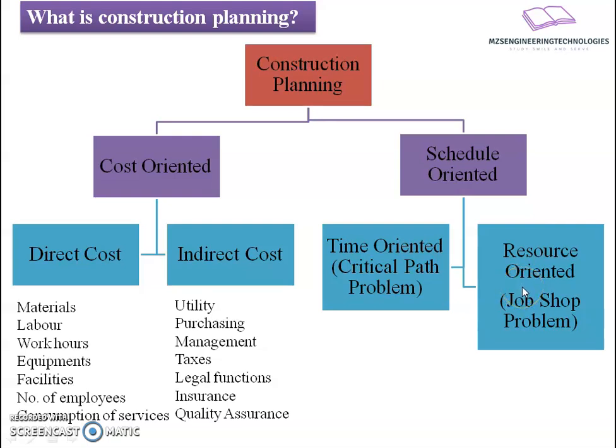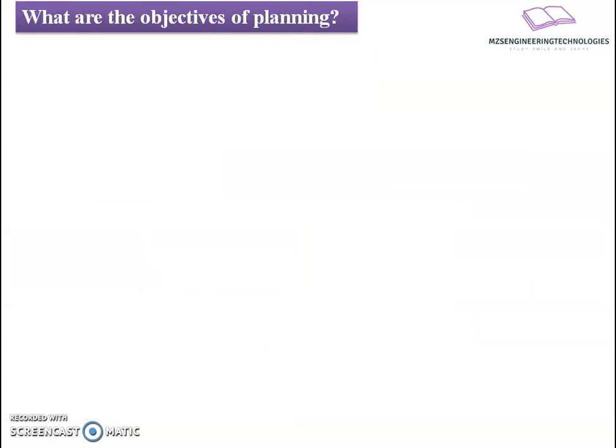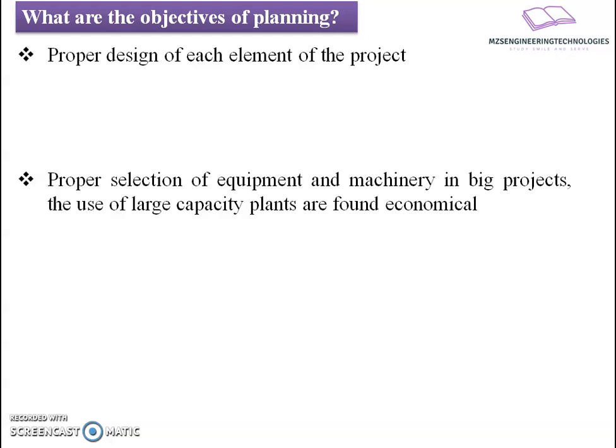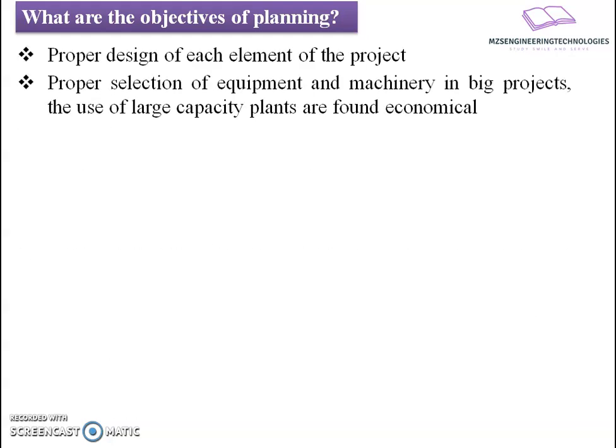These are all involved in what we call construction planning. Let us start to define the objectives of construction planning. The very first objective is proper designing of each element of the project. The second is followed by the proper selection of equipment and machinery. In big projects, the use of large capacity plant is found economical. Meaning we are going to give due consideration to each element. We are going to have sequencing of each single element in the project line, so that the project can be executed smoothly and completed in time.